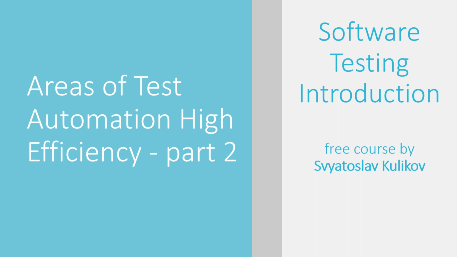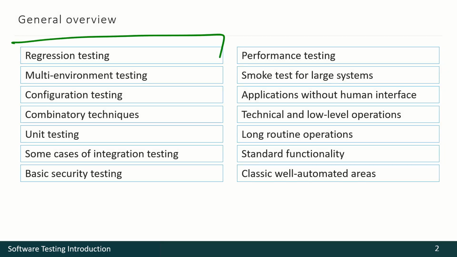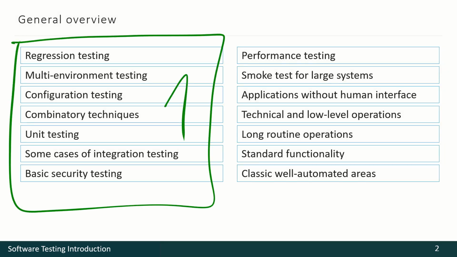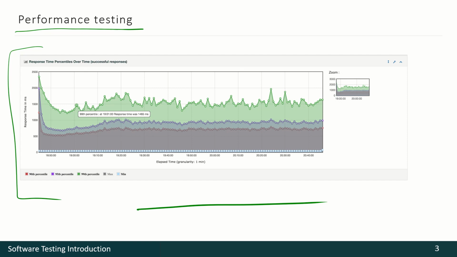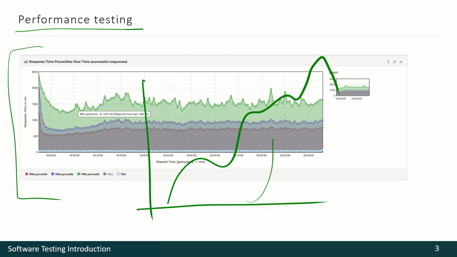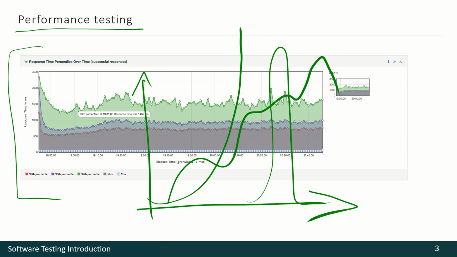In this video, we shall continue talking about areas of test automation high efficiency. These areas were reviewed in the previous video, and now we are going here. So the next area is performance testing. This area is almost impossible without automation, because when we have to create some load model or load profile, to create some high load for an application, it's really hard for a human to execute such tasks. But it's rather easy for software to create any load to perform any kind of performance testing.